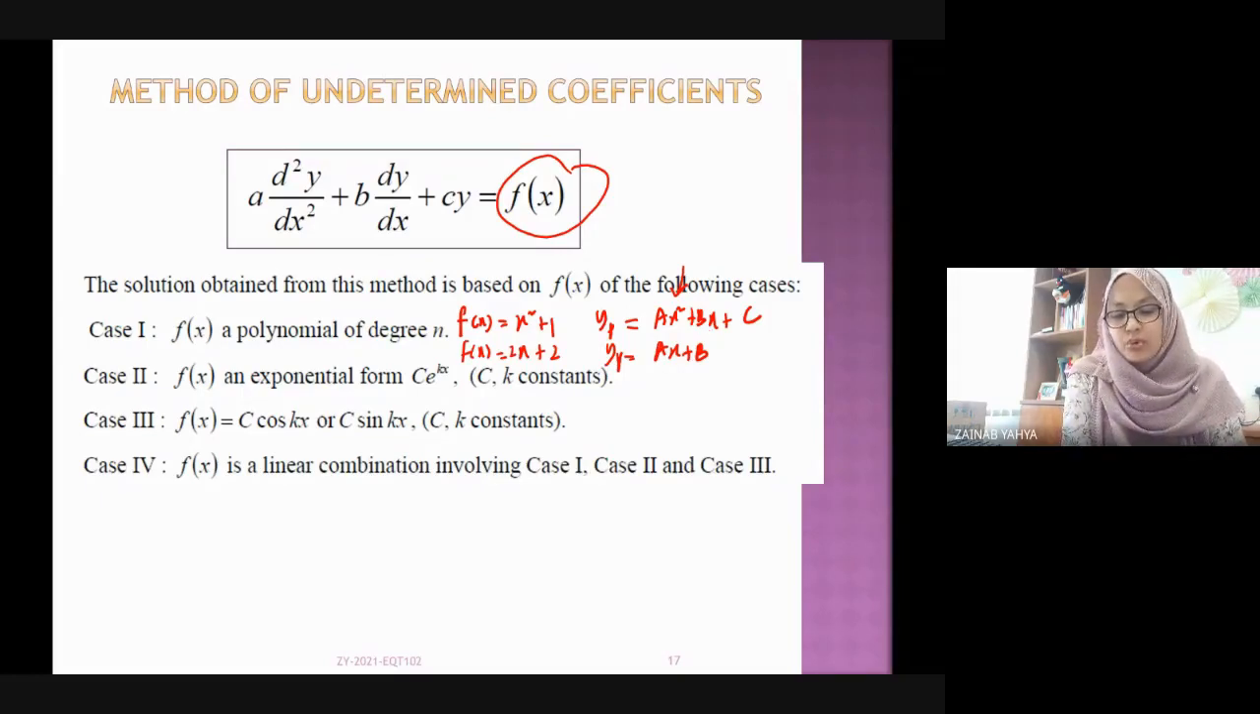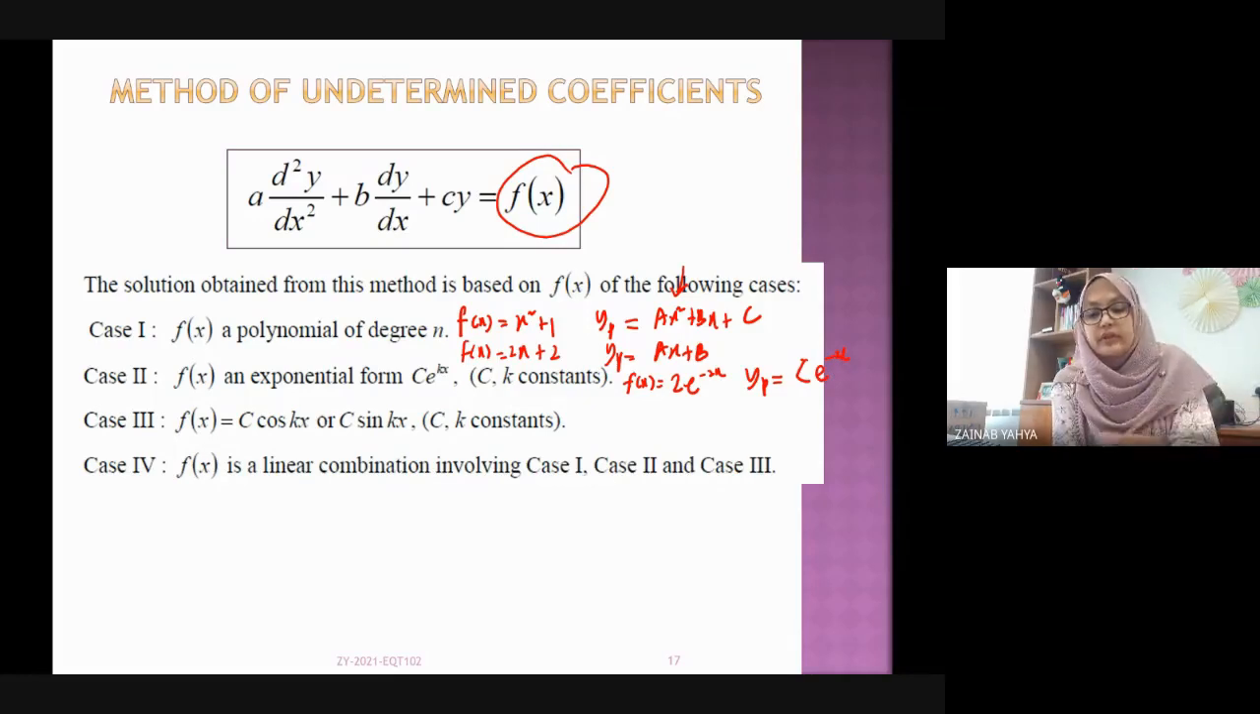For case 2, where f(x) is in the form of an exponential function, for example, f(x) equals 2 exponent negative 2x, the solution for yp will be c exponent negative 2x. Okay. Oh, before I forget, the solution for non-homogeneous is y equals yh plus yp.